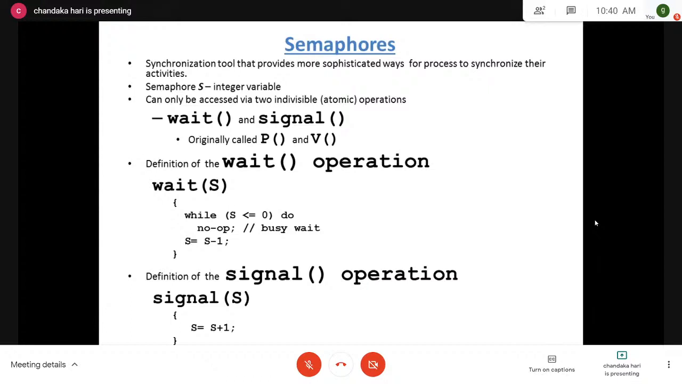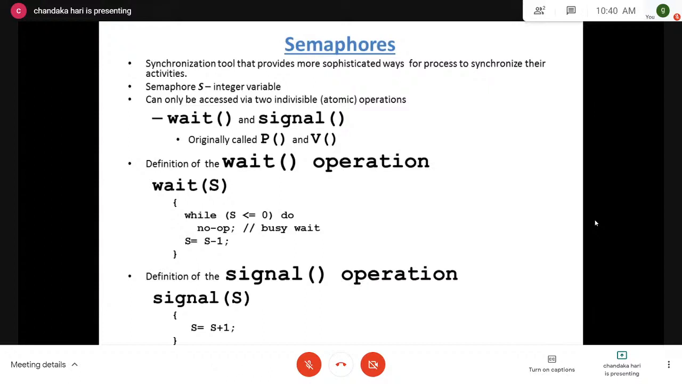You are not allowed to enter into the critical section. That resource is not sanctioned to you. You have to wait until this semaphore value becomes 1. So in case it is already locked, what is the semaphore value? It is 0. 0 is less than or equal to 0, that implies you are not allowed to go on with the operation. Why? Because it is already used by someone.